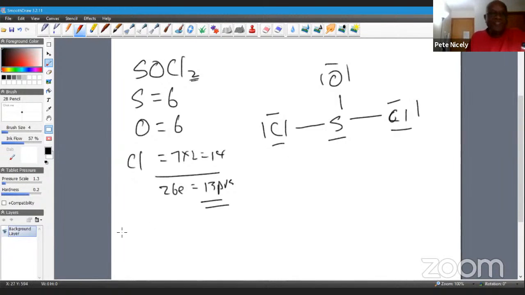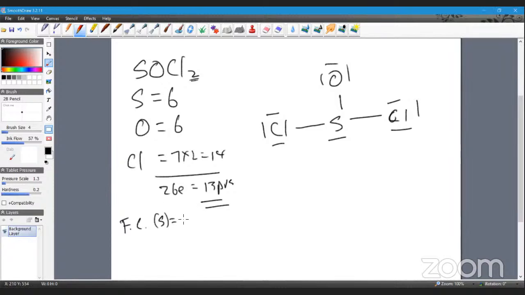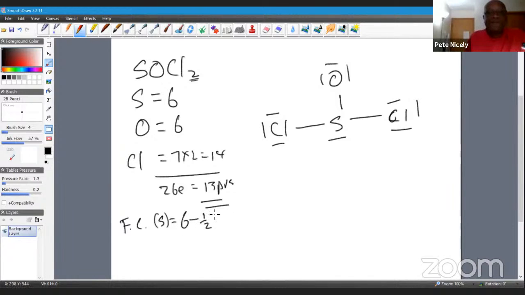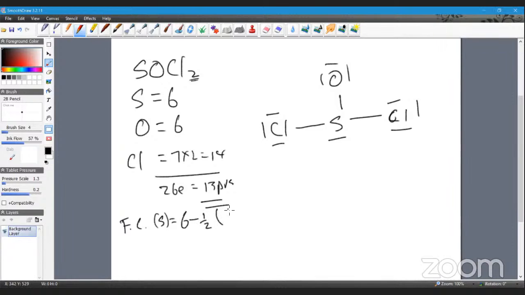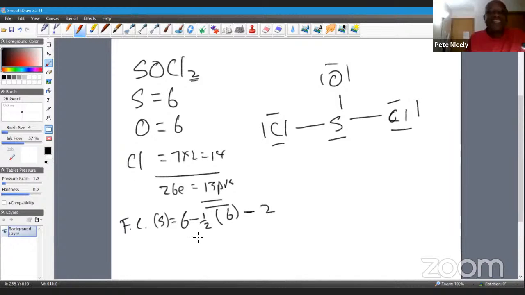So the next step would be the formal charges calculation. So let's do the calculation for sulfur. So how do we calculate the formal charge of sulfur? 6 minus half of 6, 6 minus 2, exactly. So that's 6 minus 3, which is 3 minus 2. So that gives you +1. So there will be a plus charge on the sulfur.